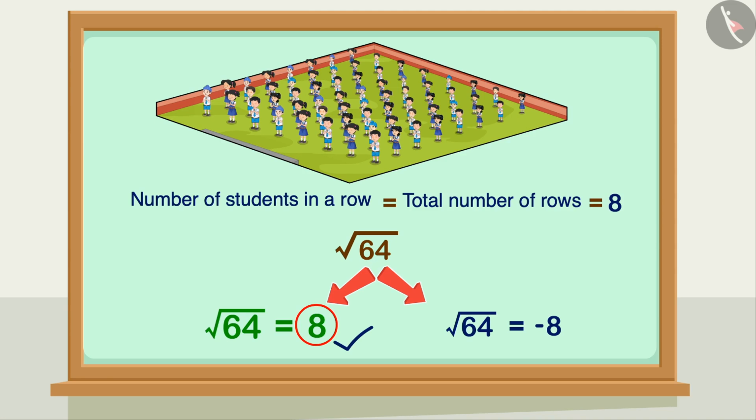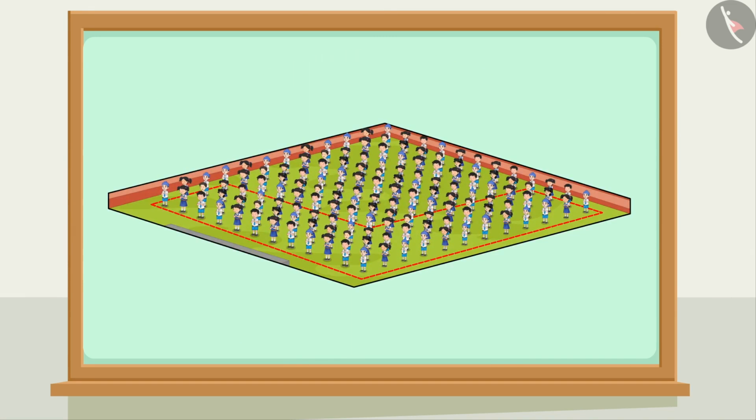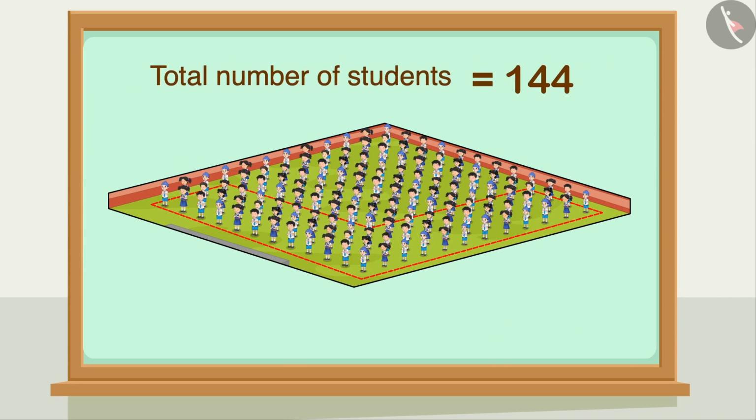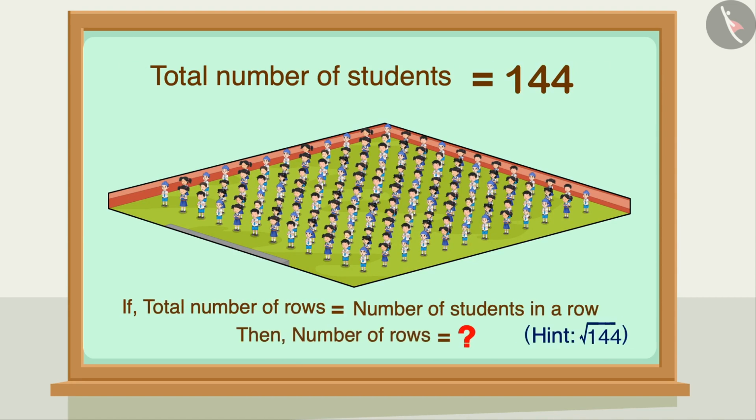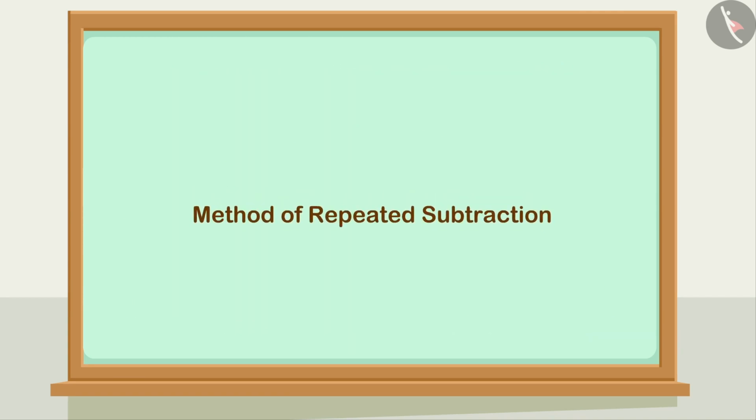Now if some more students come for the parade on the second day, the total number of students now becomes 144, which is a perfect square number. So how many rows of students will be formed in this situation so that the total number of rows and the number of students in the rows is equal? To find the answer, use the repeated subtraction method.